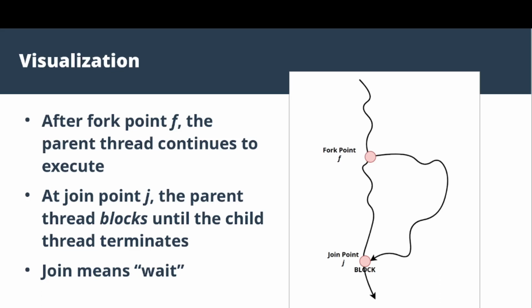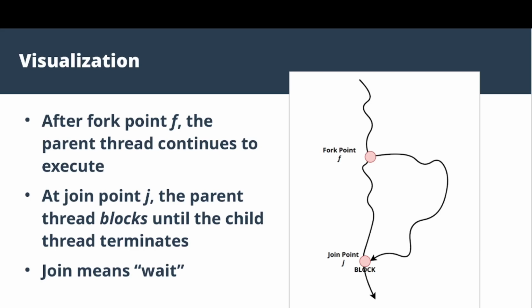Now let's look at an illustration of what thread joining means. On the right here, we have a vertical line. This is your parent thread, and we can see that there's a child thread being created at some point. This is the fork point, marked as fork point F. At fork point F, the parent calls pthread_create and creates a new child thread. Now the parent thread continues its execution flow.